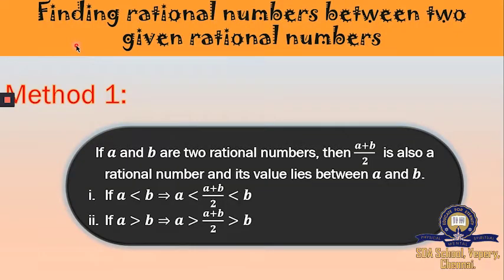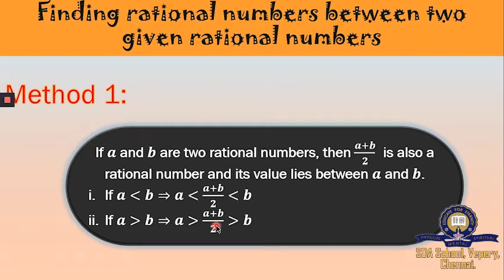So the next is finding rational numbers between two given rational numbers. So now I will be telling you two methods to find out rational numbers between two given rational numbers. So the first method is, if a and b are two rational numbers, then (a plus b) by 2 is also a rational number and its value lies between a and b. If a is less than b, then a is less than (a plus b) by 2 which is less than b. If a is greater than b, then you must follow this condition: a is greater than (a plus b) by 2 which is greater than b. This is nothing but the rational number which you are going to find out.